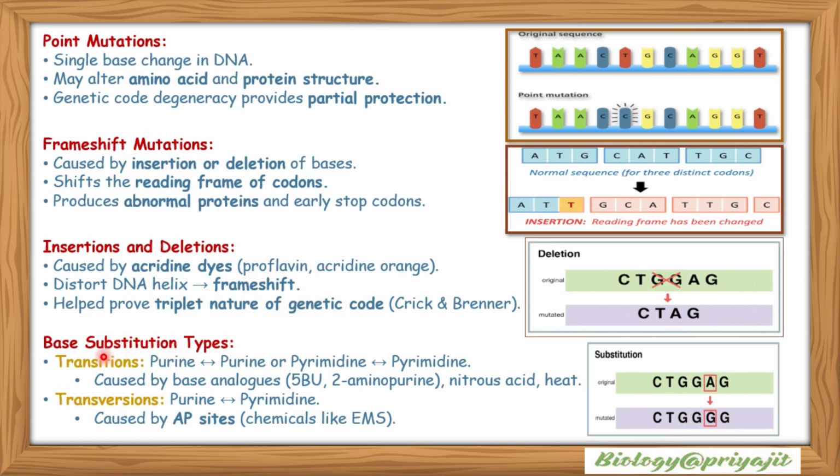Base substitution of the transition type is where a purine is converted to a purine and a pyrimidine to a pyrimidine, and it is caused by base analogs like 5-bromouracil, 2-aminopurine, nitrous acid, heat, etc. Transversion is when a purine is converted into a pyrimidine or a pyrimidine into a purine. It is caused by epoxides, and chemicals like ethyl methane sulfonate cause transversion.